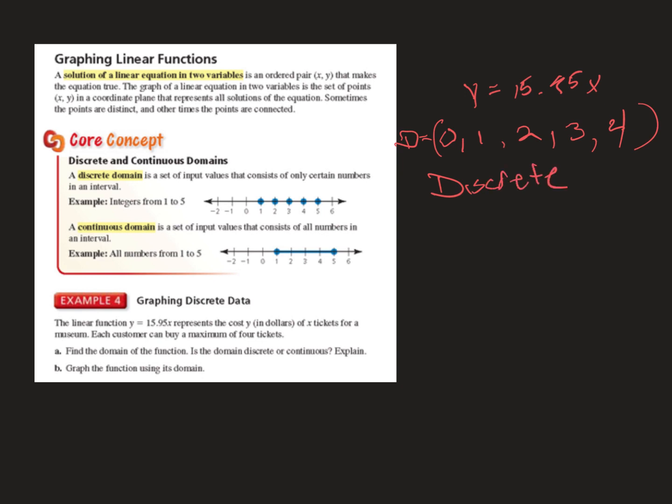And then it wants us to graph the function. And we're going to have 0, 1, 2, 3, 4. 0 tickets is $0. 1 ticket is 15.95, and then another 15.95, which would be 31 something, and you would just multiply out and get your values, multiplying as you go. All right.